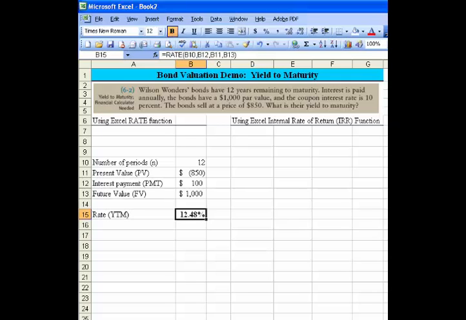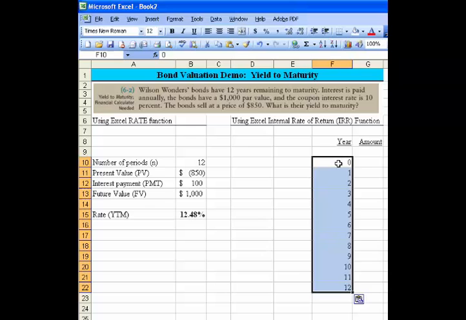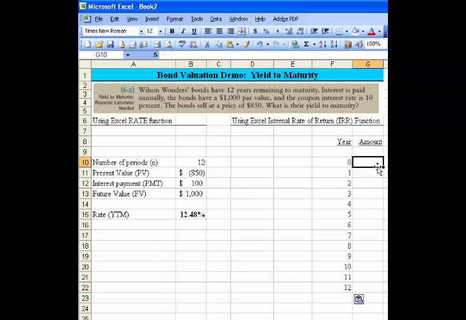Now another approach would be to use Excel's internal rate of return. And sometimes this is the easiest way to lay out this type of compute the interest rate problem. In this case, what we want to do is lay out the cash flows when they occur. If we were to buy this bond today, it would cost us $850. We enter that as a negative because it's out of pocket.